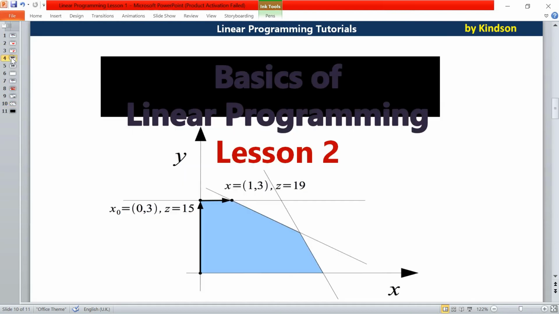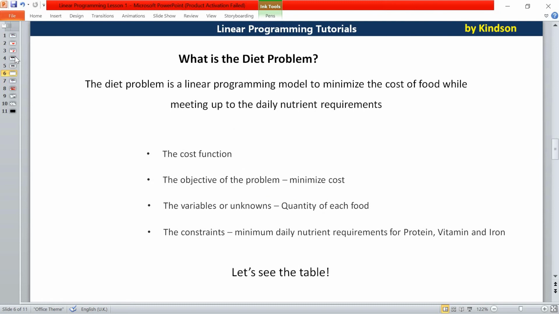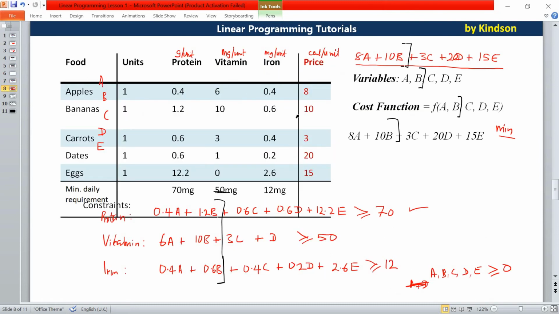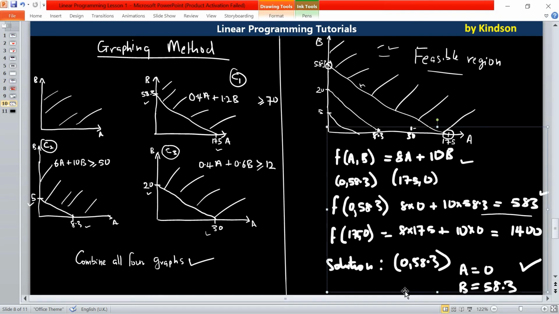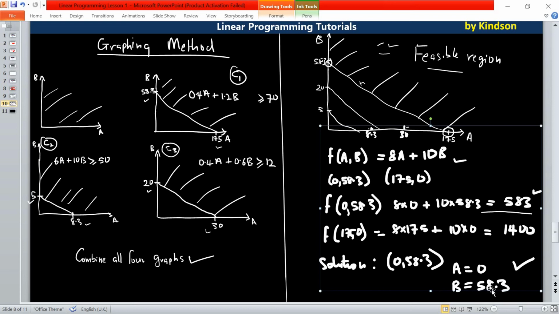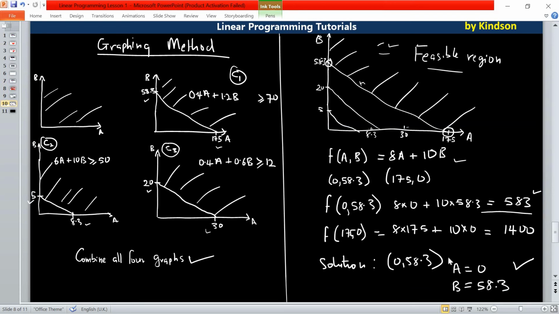Let's go back a little. For you to spend the minimum amount, because you are trying to minimize costs, let's see. A is apple. So to minimize cost, you need to eat 0 units of apple and 58.3 units of banana. So there's a little interpretation we have there. So I hope this has been clear to you. I hope it's been informative.